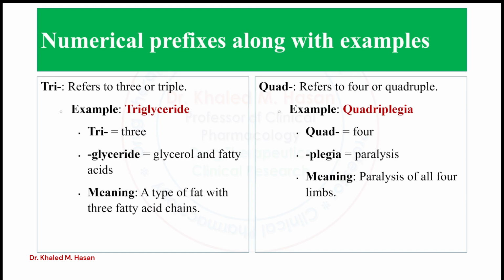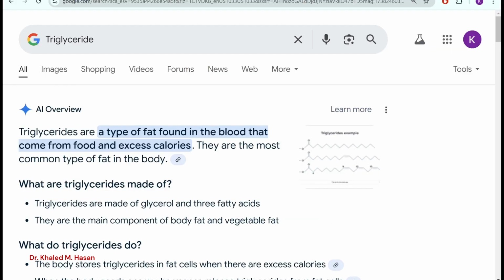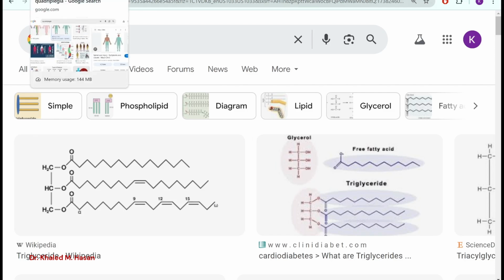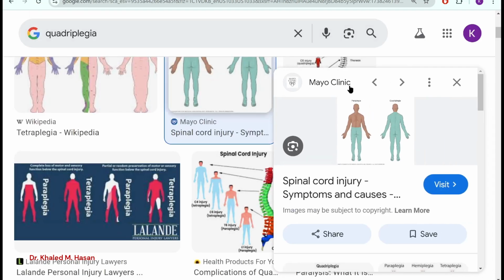And we have some examples from Google images. Let me show you the triglyceride definition here. It is a fat found in the blood. If you click on the images, you can see the three fatty acid chains, and this is the main reason we call it triglyceride. Triglyceride is one of the lipid profile components found in the blood, then we have LDL, HDL, and cholesterol.